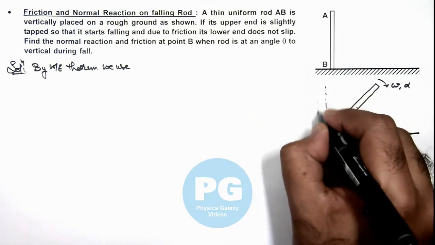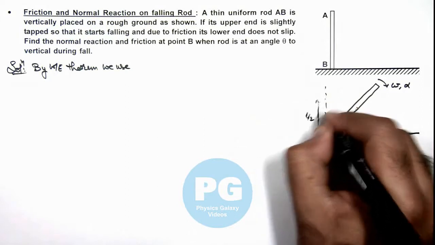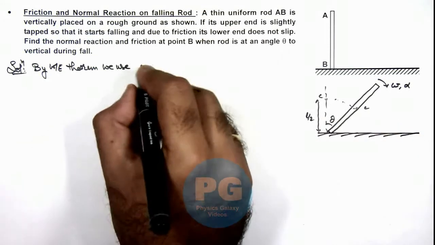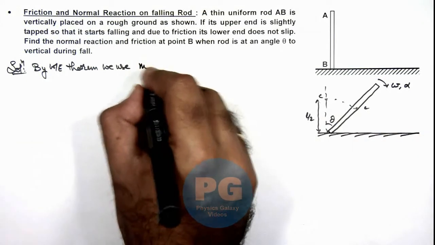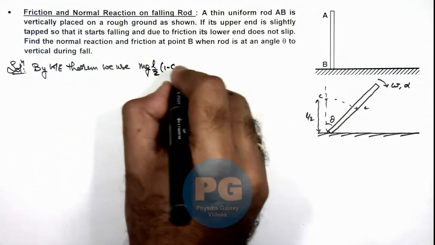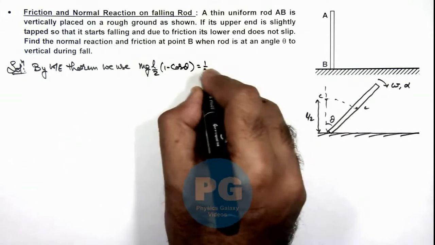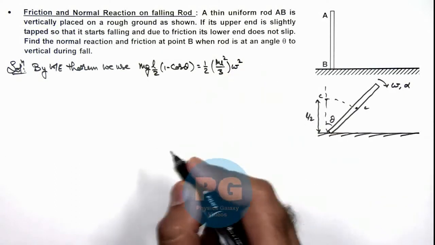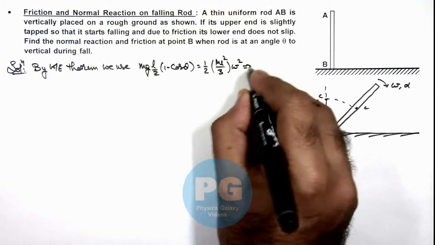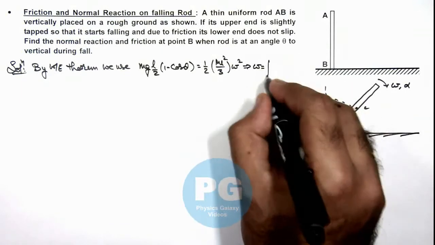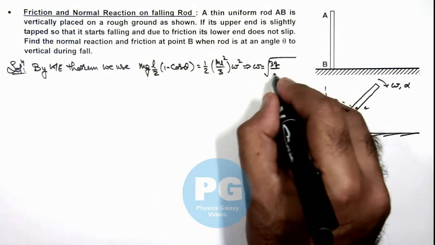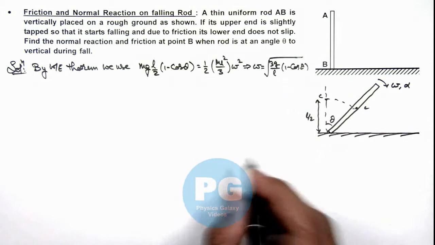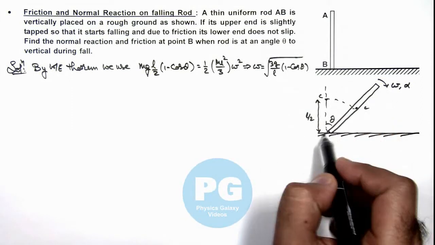Earlier it was at a height L by 2 and now the center is at a height L by 2 cos theta. So we can write it as mg L by 2 (1 minus cos theta) is equal to half I omega square, that is ml square by 3 multiplied by omega square. And this will give us the value of the angular speed of the rod, which is root of 3g by L multiplied by (1 minus cos theta). This is the angular speed with which the rod would be rotating when it is at an angle theta.